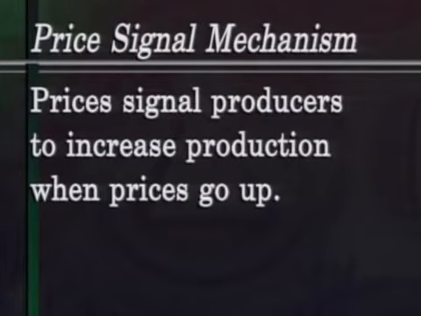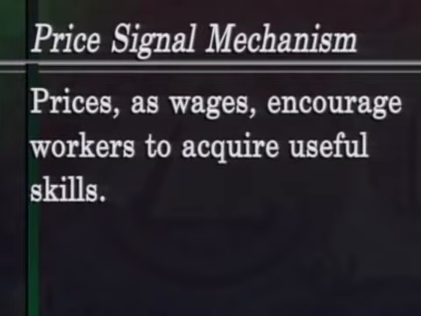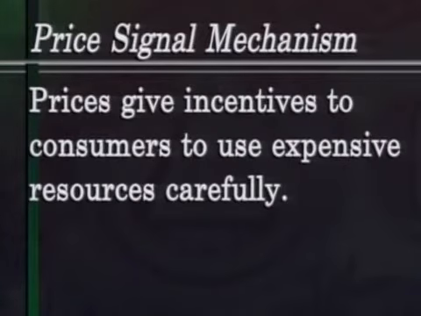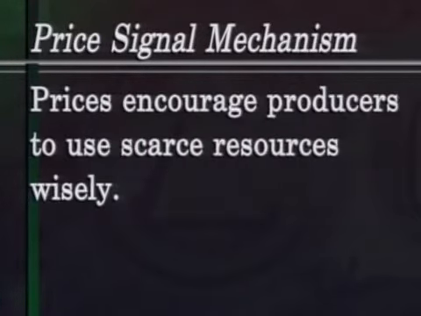Specifically, prices signal producers to increase production when prices are bid up because goods and services are scarce. Prices, in the form of wages, encourage workers to acquire useful skills. Prices give incentives to consumers to use expensive resources carefully, and producers are encouraged to use scarce resources wisely in order to conserve. Since prices are so important, it will be worth spending time on gaining an understanding of just how prices are determined. The model we use is that of supply and demand.